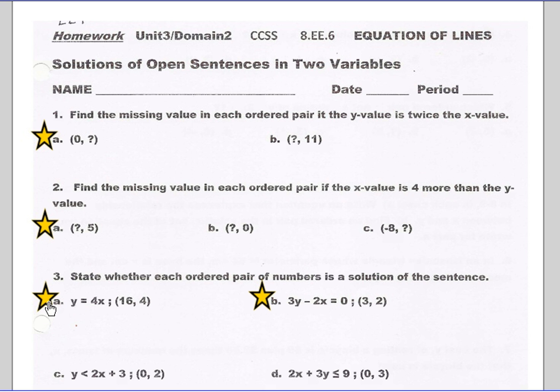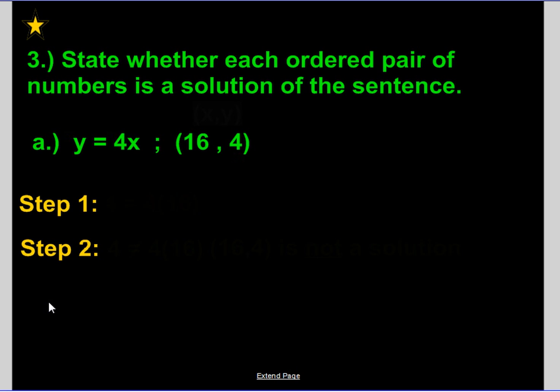Now let's take a look at 3, a and b. 3 asks to state whether each ordered pair of numbers is a solution to the sentence. So our sentence is y equals 4x, and our ordered pair that we're given to check is 16, 4, keeping in mind that 16 is x, y is 4. So we substitute what we know into the equation for the variables. So y, which equals 4, equals 4 times x, which is 16.